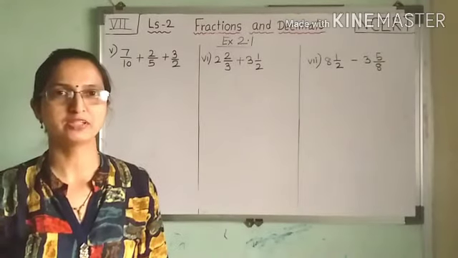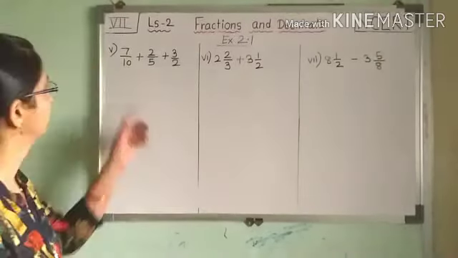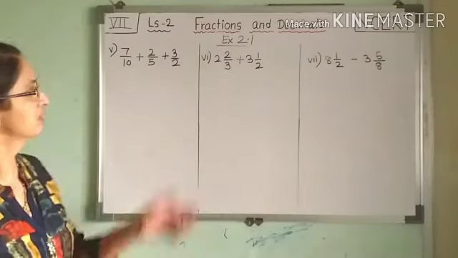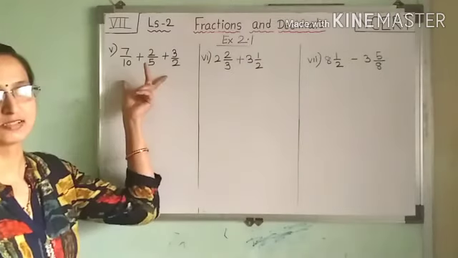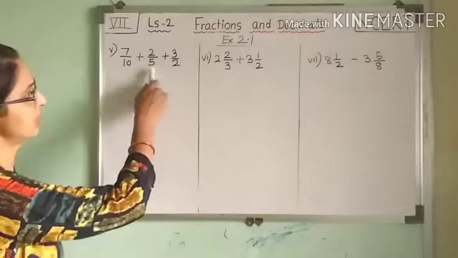Now coming to the next sum, 7 upon 10 plus 2 upon 5 plus 3 upon 2. Here 3 fractions are there. These are unlike fractions. We have to convert them into like fractions. So first of all, for converting into like fractions, we have to find out the LCM. The LCM of 10, 5 and 2.